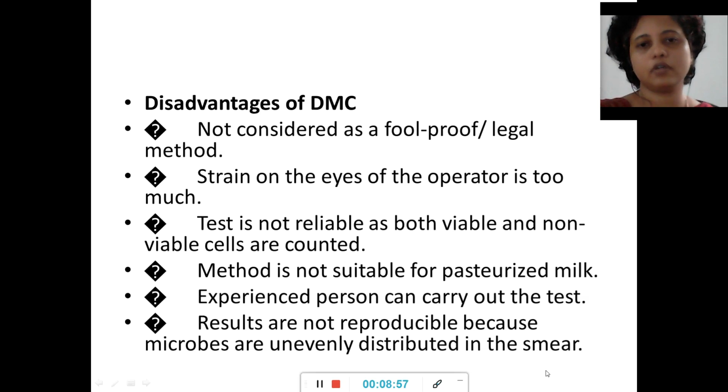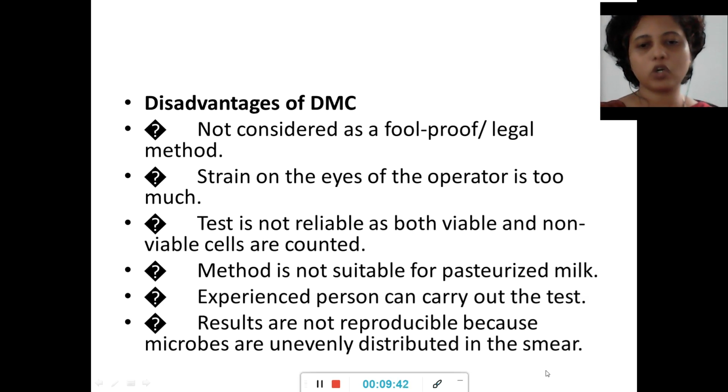The disadvantages: it is not considered a foolproof or legal method, and it is of course a strain on the eye of the operator, because with every sample you look at, the eyes become weary. And the test is not reliable as both viable and non-viable cells are counted. You know what is the difference between a viable and a non-viable cell? A viable cell is one which is living, and a non-viable cell is a killed cell. And this method is not suitable for pasteurized milk also, and only an experienced person can carry out this test, because if the person does not have proper eyesight, you won't be able to analyze and tell.